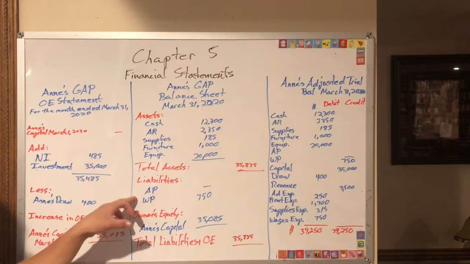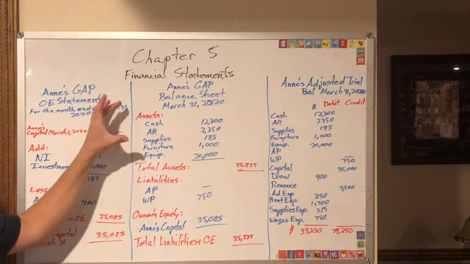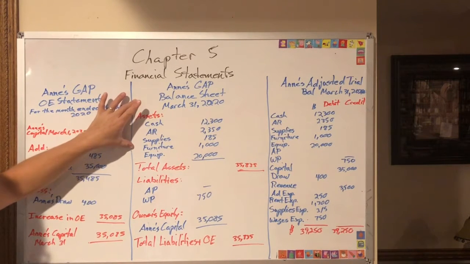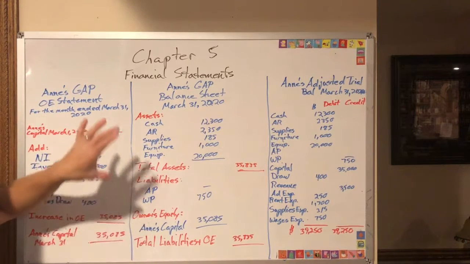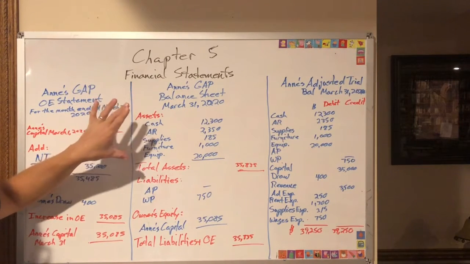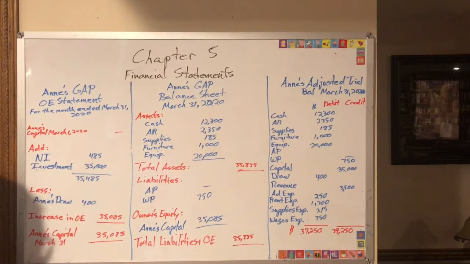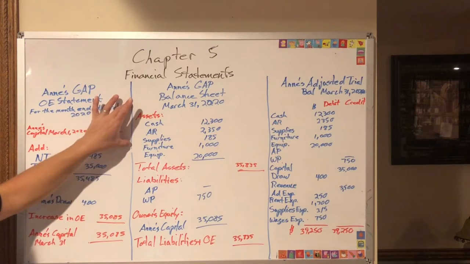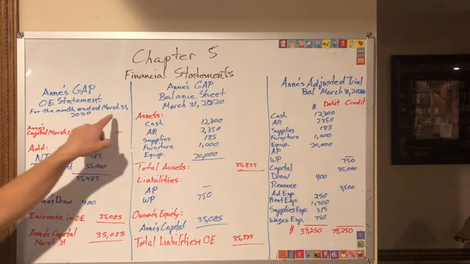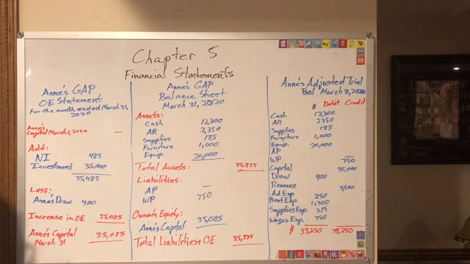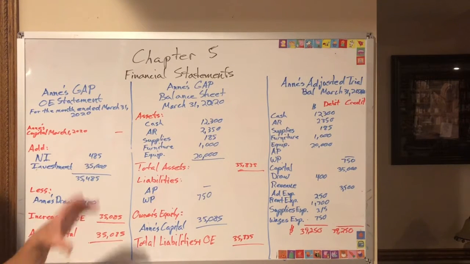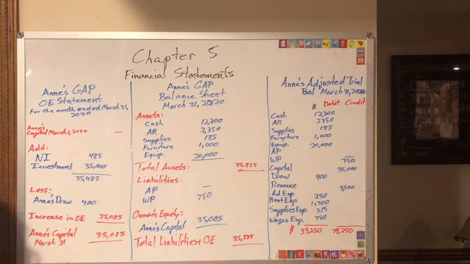And again, this is a snapshot of what the organization owes, and what the owners have invested in the organization. All right, so that's a snapshot. The other ones are for a period of time. So the income statement and the statement of owner's equity are for a period of time. This is just a snapshot of what the organization owns, owes, and what the owners have lay claim to in the organization.